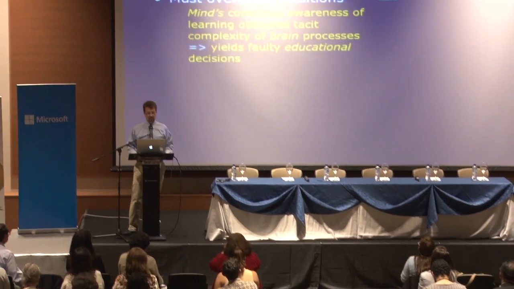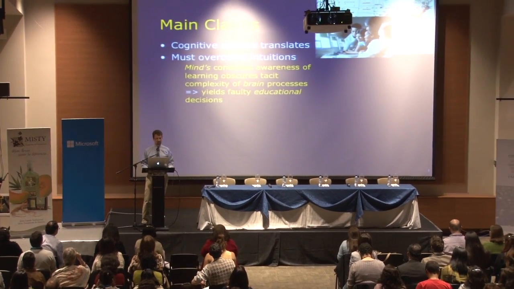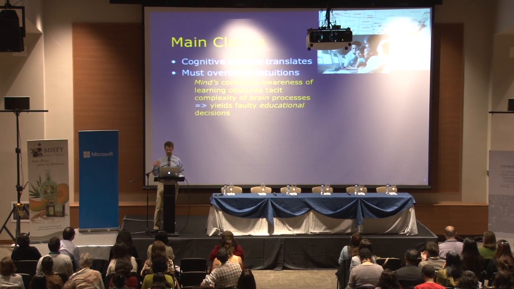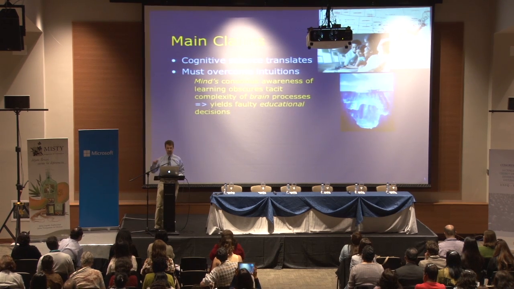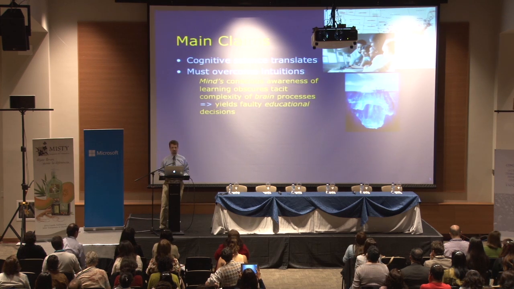A key theme that will run through my talk is how, in order to field science, we must overcome these intuitions that come from our conscious reflection. Our mind's conscious awareness of learning often obscures the tacit or implicit complexity of brain processes, and it can yield faulty educational decisions because we make our decisions based on the tip of the iceberg, which is our conscious awareness of our own thinking and learning processes. Most of thinking and learning's happening, as it were, below the surface.